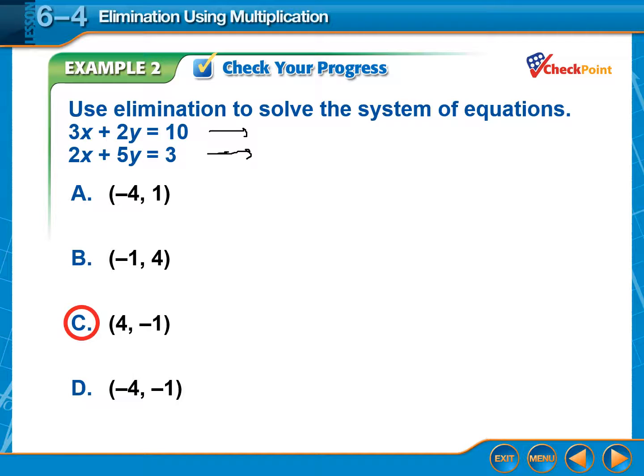So for this first equation, let's say we're going to eliminate y in this case. So 2y and 5y, I can change each of those. They have a common multiple of 10. So how do I change 2y into 10y? By multiplying this first equation by 5. So 5 times 3x is 15x. 5 times 2y is 10y. And that's equal to 5 times 10, which is 50.